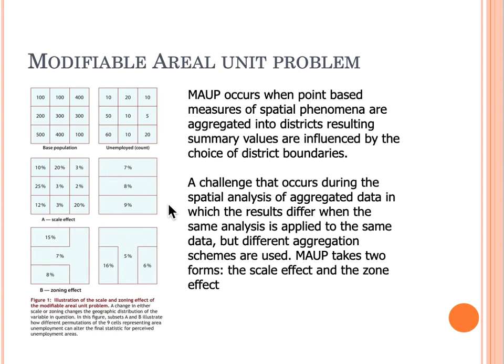MAUP is a challenge that occurs during the spatial analysis of aggregated data, in which the results differ when the same analysis is applied to the same data, but different aggregation schemes are used. MAUP takes two forms, the scale effect and the zone effect. With the scale effect, the percentage of unemployed looks different based on the different scales, whether it's 9 different boundaries or 3, and the orientation, or the way the zoning is applied, changes the percentage.